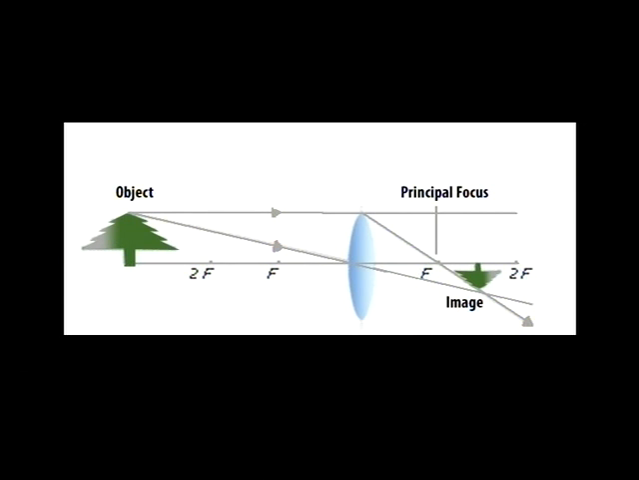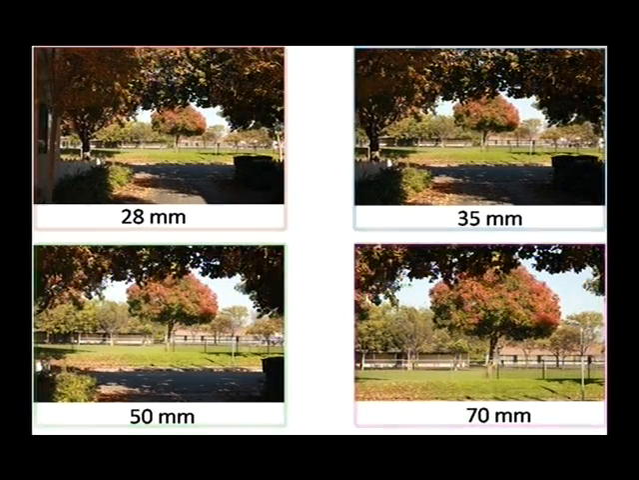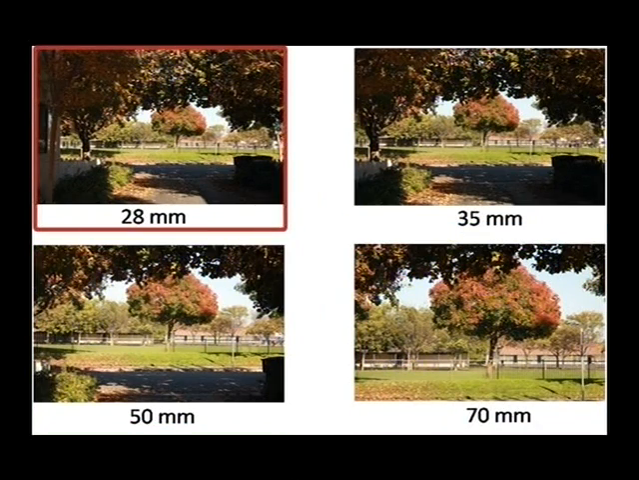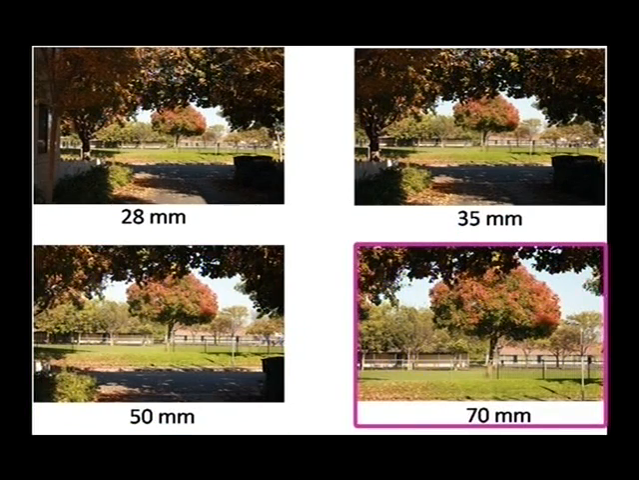Now a camera lens has to be essentially a positive lens, and a positive lens only forms a real inverted image when the distance of the object is more than one focal length of the lens. Now different lenses of different focal length can produce remarkably different pictures. For example, here we have four pictures. One is of focal length 28 millimeter, the other is 35 millimeter, the other is 50 millimeter and 70 millimeter.